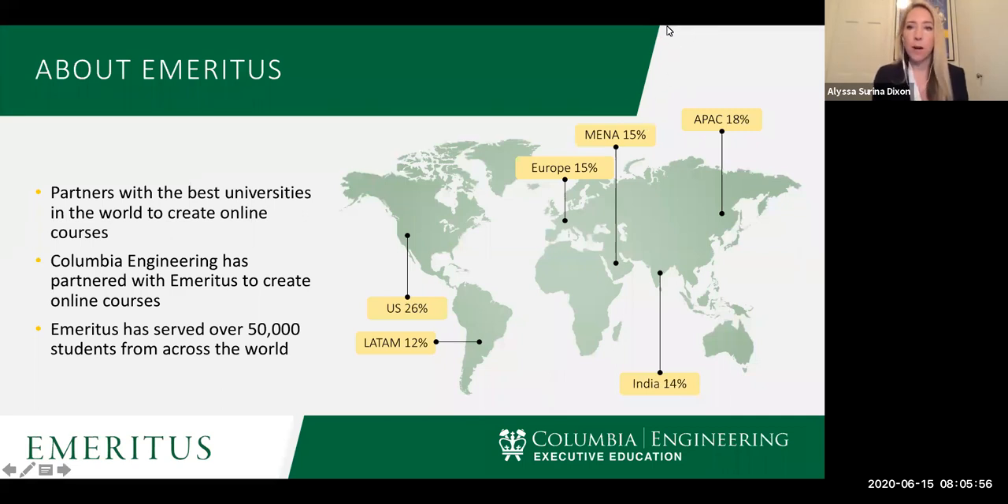So Columbia Engineering partnered with Emeritus and has created this course, but Emeritus has served a lot of different schools and a lot of participants across the world. You can kind of see the type of places that participants who are using Emeritus products are coming from. We've got APAC region is 18%, MENA is 15%, Europe 15%, India 14%, LATAM 12%, and then US happens to be the biggest group at 26%. So there's just a real positive response to what Emeritus is offering across the world. And it just speaks to how adept Emeritus has become at making products that are great for people from across the globe, where the barriers to learning and to accessibility have been removed in a lot of ways.